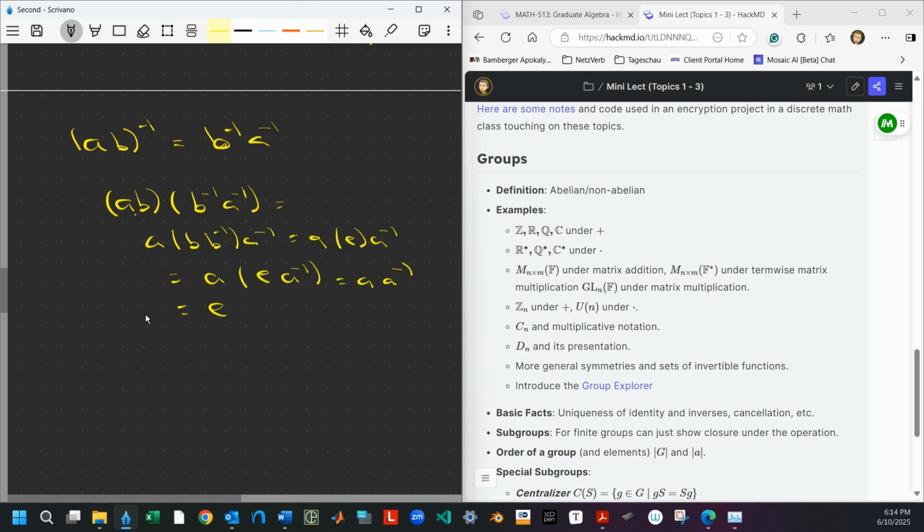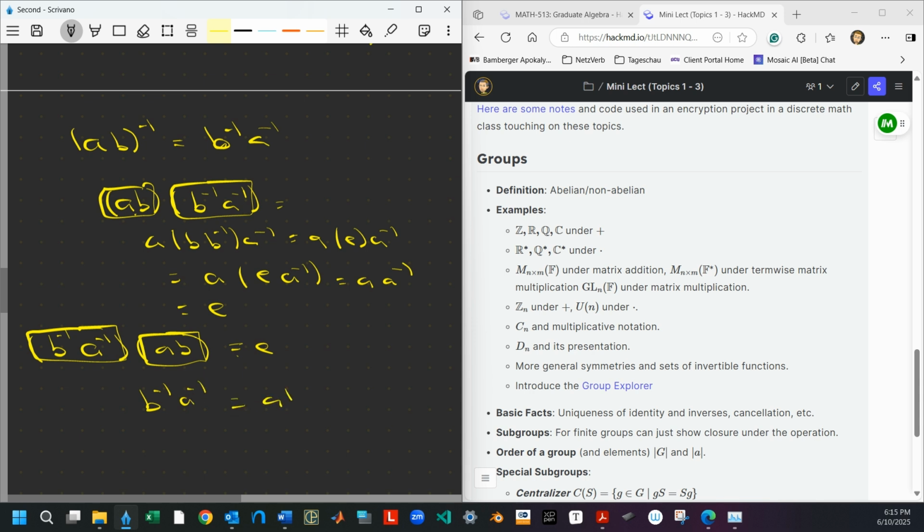Now, actually, we need to check it on both sides. So we do exactly the same argument: B inverse A inverse as a thing, times AB, right? And you do the same argument. You combine those, you get E, and then you get E, so this is also E. So what we see is that this thing in the box right here times that box right there is E, and similarly that box right there times that box right there is also E, and so that means that this thing that we constructed is in fact the inverse of AB.